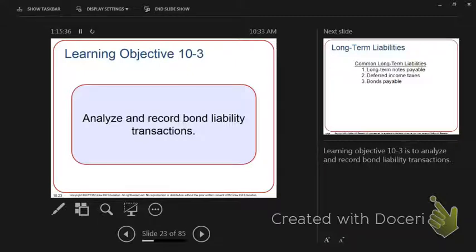So bonds. Who can tell me what a bond is? An investment. It is an investment. That is correct. It's a set interest rate on a loan. How is it different from a notes payable? Because a notes payable is a set interest rate, isn't it? But you can sell the bond. You can sell a bond. You can't sell a note.